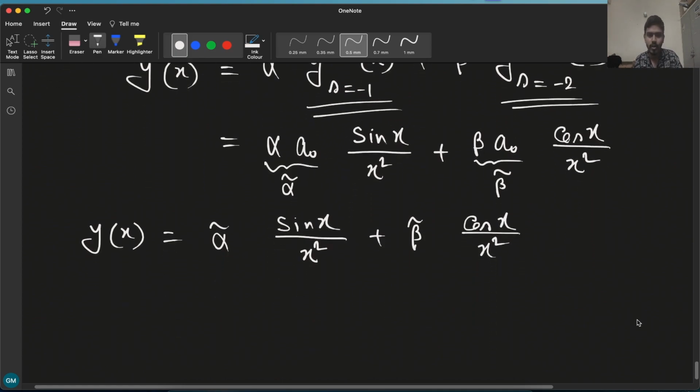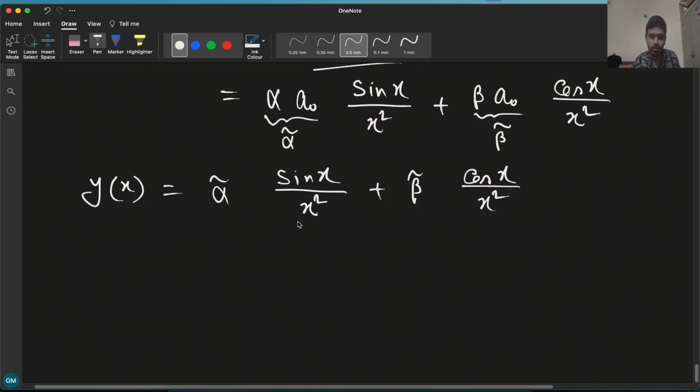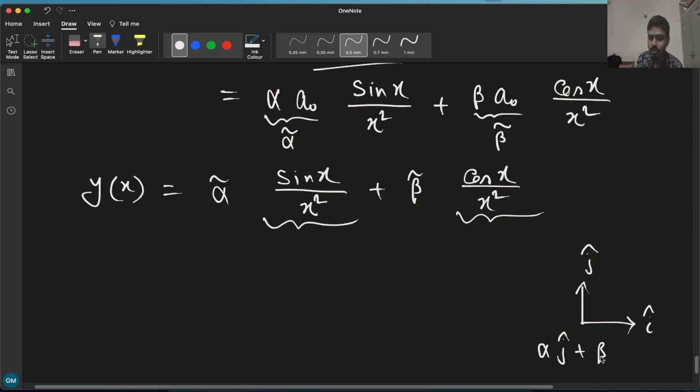Okay, let me repeat it once again. These two terms, sin x by x square and cos x by x square, are similar to i hat and j hat in two-dimensional space. If I have i hat and j hat, to get all the vectors in this 2D space I will simply write alpha i hat plus beta j hat. So with these two linearly independent, or rather orthonormal, vectors I can write any vector in the two-dimensional space. Similarly, these two terms are two linearly independent solutions.